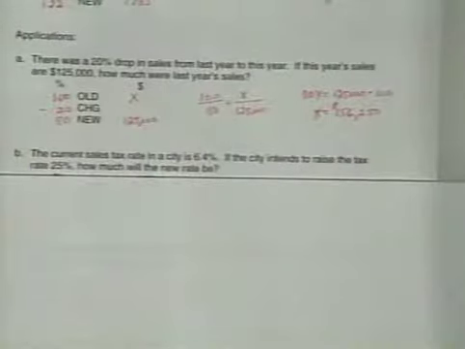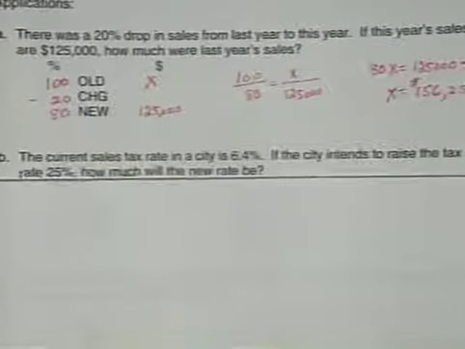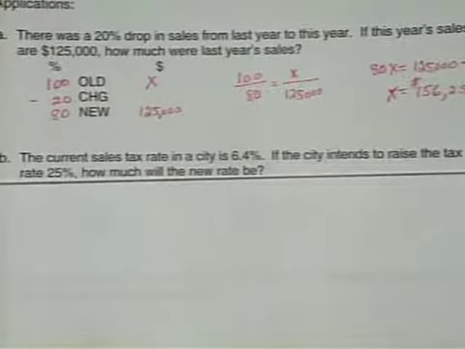Good. All right, new problem. Let me get out another blank sheet of paper. This one's a little bit different, but I think we can work it together. You have to pay a little bit more attention to this one. The current sales tax rate in a city is 6.4%. And the city actually intends to raise the tax rate by 25%. Taxes are going up in this city. How much will the new rate be? We're dealing with percentages on both sides of the model. Is that making sense?